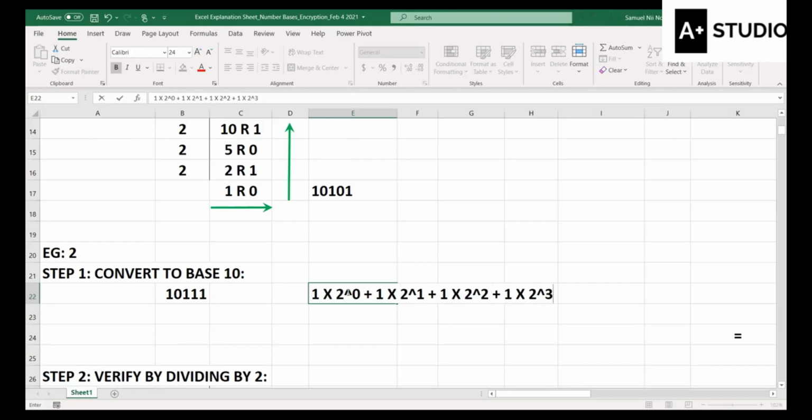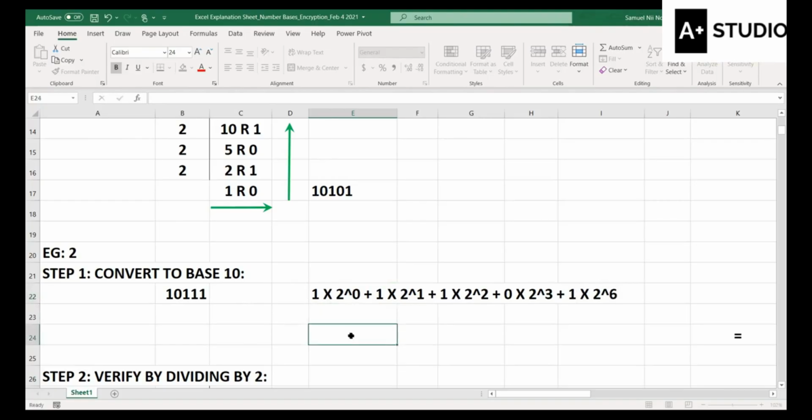How many ones have I done? I think this should be 0. The third, 1, 1, 1. The last one is 0. 0 times 2 raised to the power 3. And then the last one, plus 1 times 2 raised to the power 4.